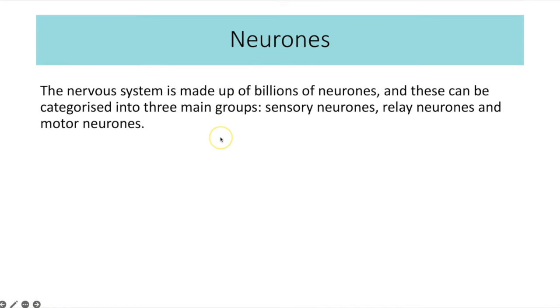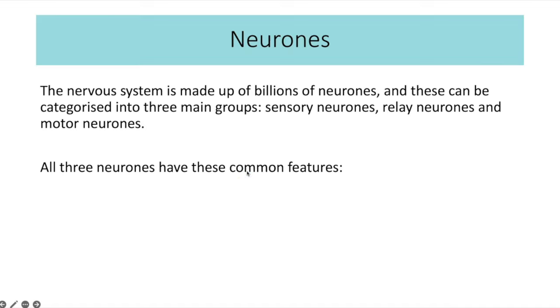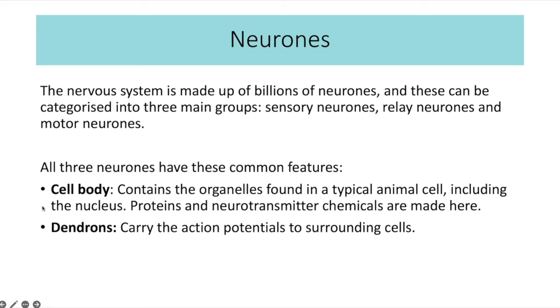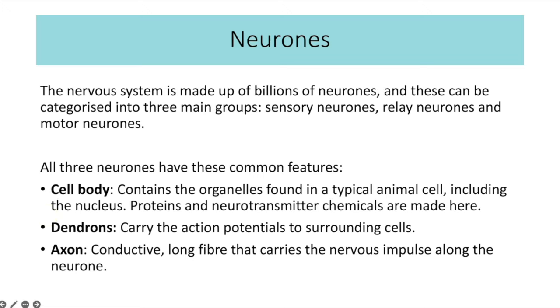Moving on then, just focusing on the nervous system. The nervous system is made up of billions of neurons. These can be categorized into three main groups: sensory neurons, relay neurons, and motor neurons. These three specialized cells do still have some features in common. They all have a cell body, which contains the organelles that you find in a typical animal cell, for example, the nucleus and the mitochondria. They have dendrons, which carry the action potentials to surrounding cells, and they have an axon, which is a conductive long fibre that carries the nervous impulse along the neuron.